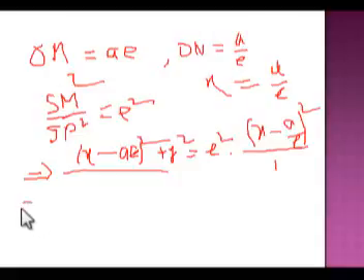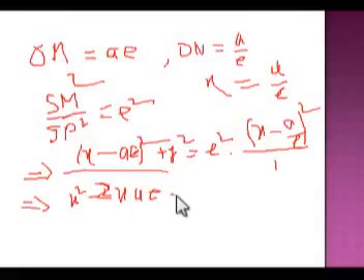Now if we extend further, this will be x square minus 2xe plus e square, e square, and e square plus y square.